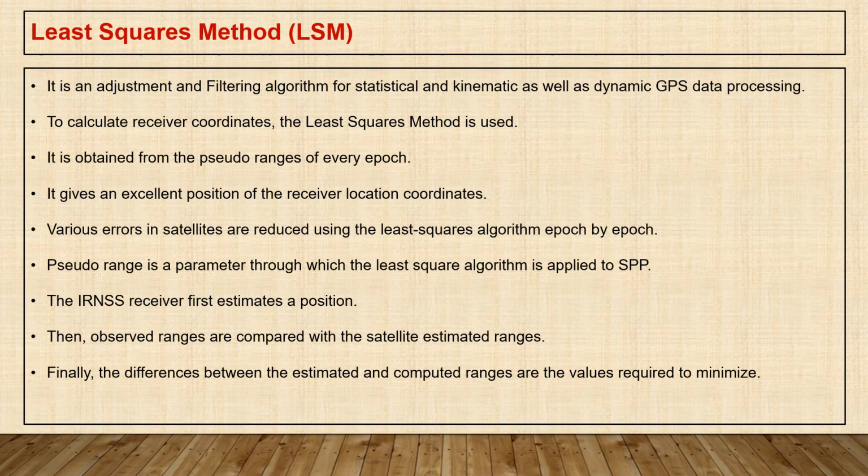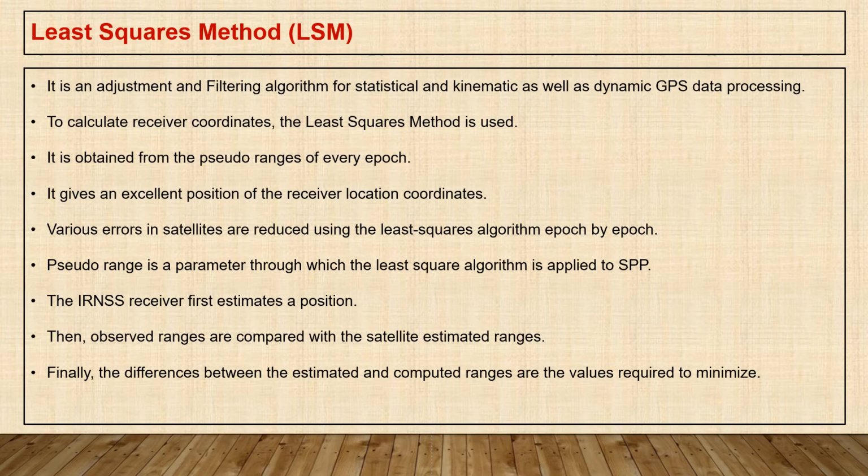The least squares method, or LSM, is the technique used for adjustment and filtering, and it is an algorithm for static, kinematic as well as dynamic GPS data processing. It is also used to calculate the receiver coordinates, which are obtained from the pseudo ranges of every epoch. There are different epochs in the satellite communication, and the errors in the satellites are reduced epoch by epoch using the LSM algorithm. There is a parameter called pseudo range through which the LSM is applied to SPP.